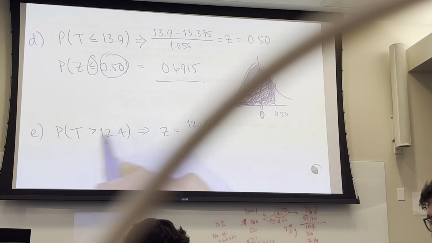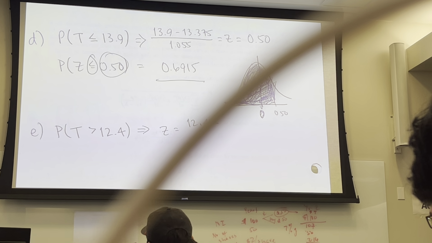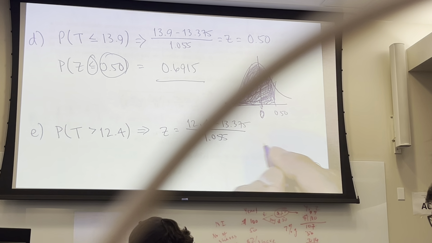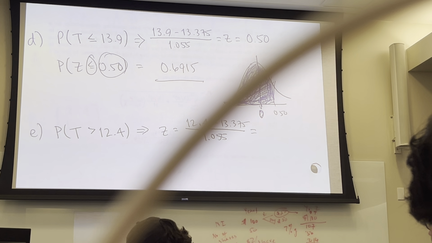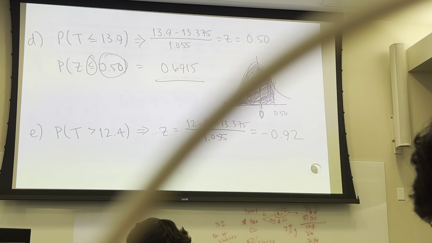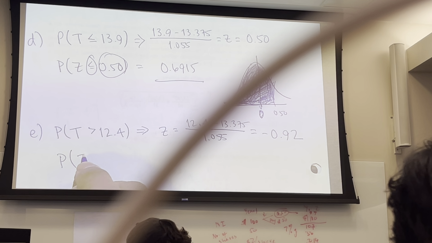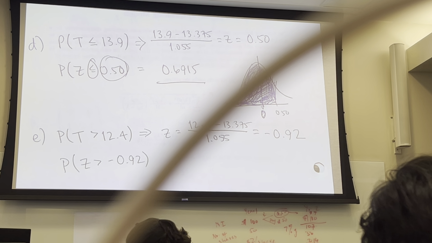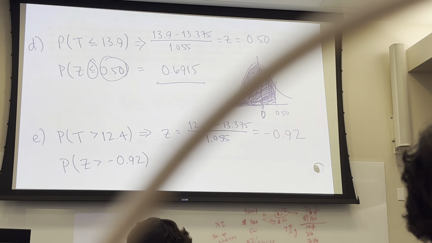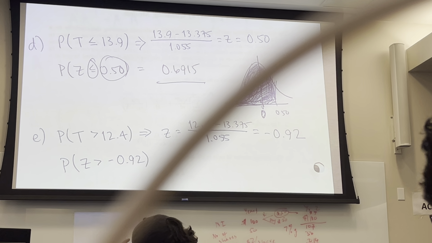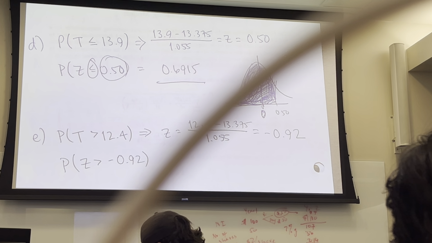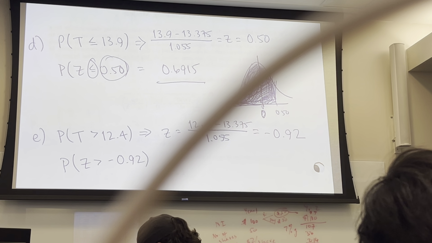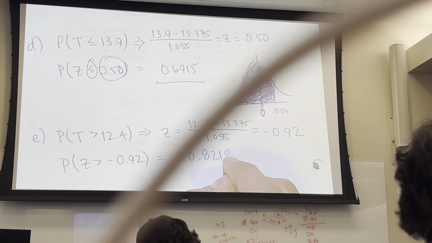Let's find the z-score for this. 12.4 minus my mean of 13.375, divided by the standard deviation. If I do that, I get a z-score of negative 0.92. So what would I do in this case? I'd look up a z-score of positive 0.92, and the probability associated with it is 0.8212.